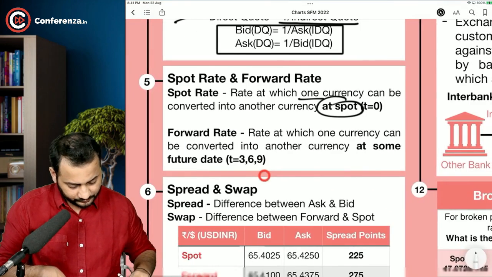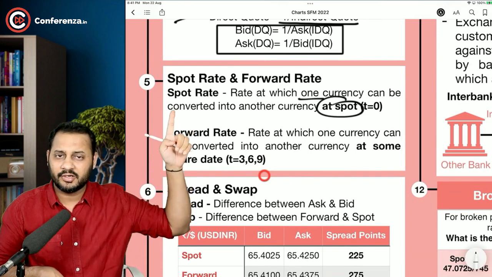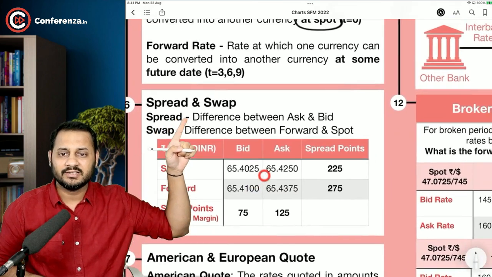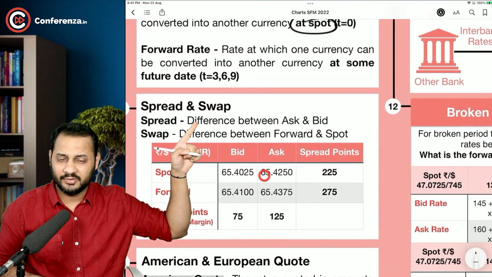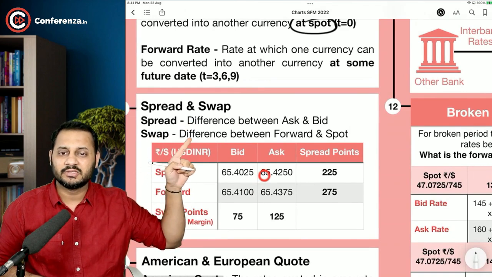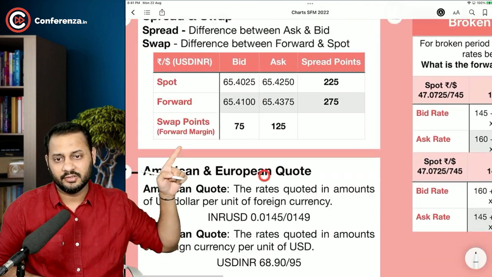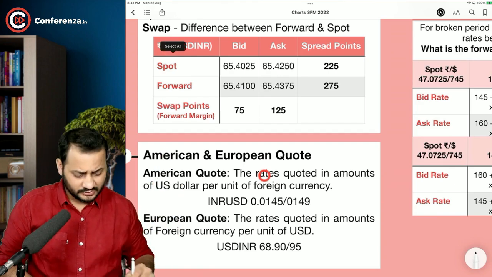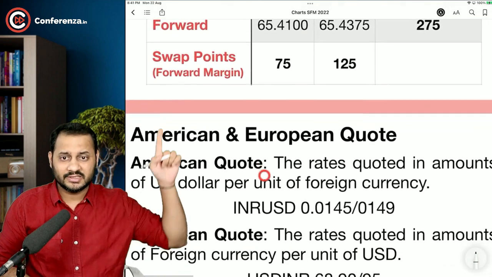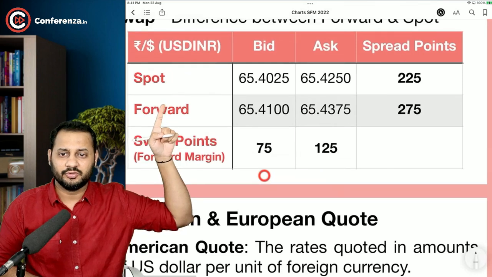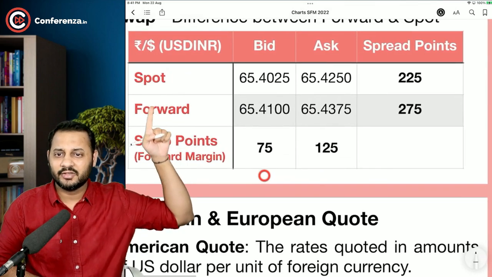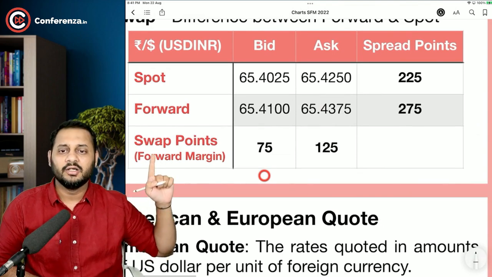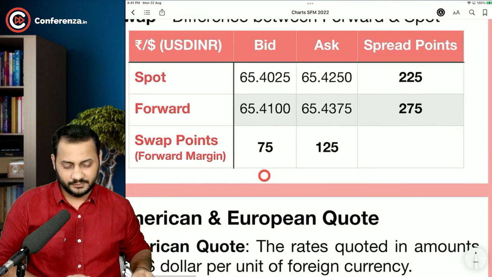Coming back to this point, this is the spot rate and forward rate. I explained that to you. This is spread and swap. Spread is the difference between ask and bid rate. Swap is the difference between forward and spot rate. Okay, again, that's it. One more name for the swap points is forward margin. So what is the margin to calculate the forward rate? In the spot rate, if you add or less, whatever is the pattern, you will get the forward rate.